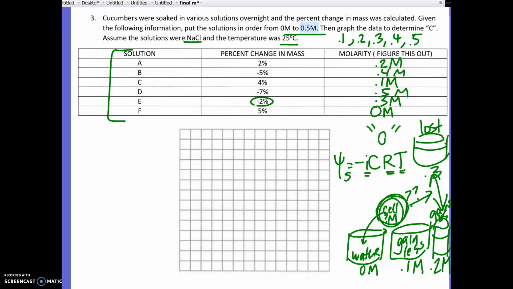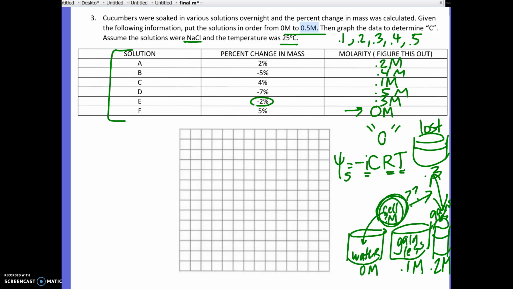So, how do you put them in order? Whichever one gains the most weight is going to be your 0 molar pure water, to whichever one loses the most weight, which is going to be the strongest molarity. But you'll put them in order of increasing molarity. Now you graph it. Question.